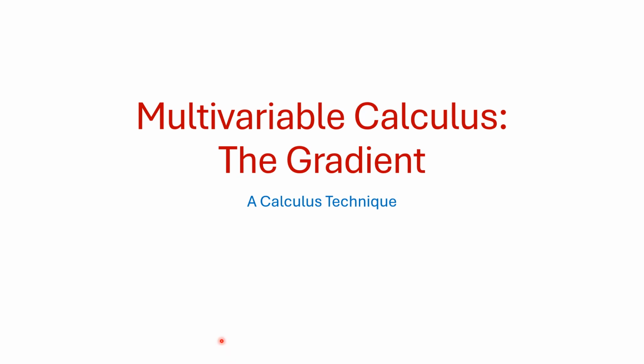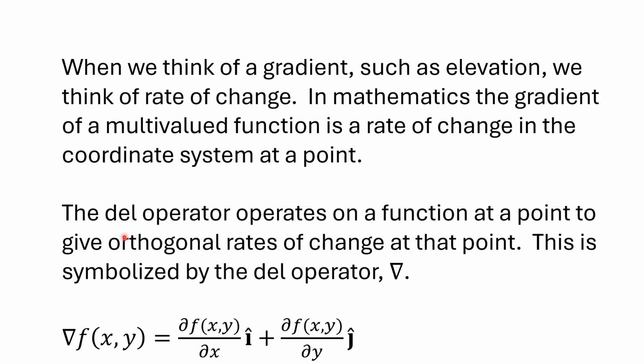Welcome to multivariable calculus, the gradient. And when we think of a gradient, such as elevation, we think of a change, a rate of change. In mathematics, the gradient of a multivalued function is the rate of change in the coordinate system at a point. So we're looking at in each direction.